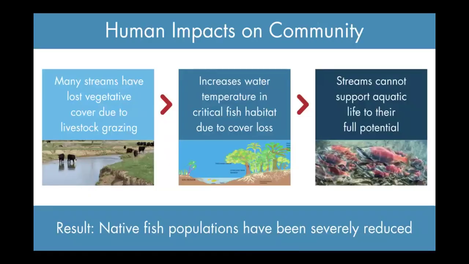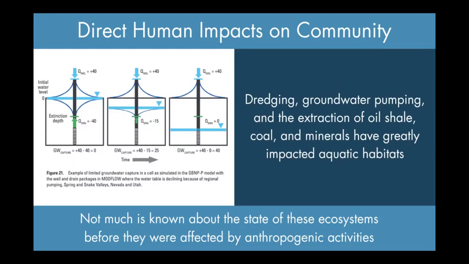many streams have lost vegetative cover because range animals eat the vegetation. Riparian zones tend to be more heavily grazed than upland zones. This vegetative cover loss increases water temperature in critical fish habitat. Streams are unable to support aquatic life to their full potential. Native fish populations, like trout, are severely reduced, and this is exacerbated by the introduction of competition and disease from exotic fish. There are also direct human impacts, such as dredging, groundwater pumping, and the extraction of oil shale, coal, and minerals, which have greatly impacted aquatic habitats.